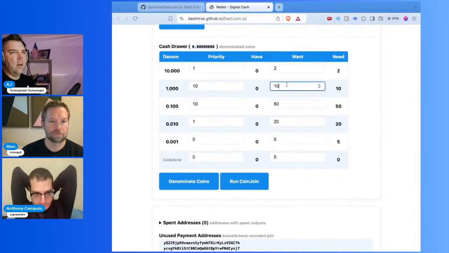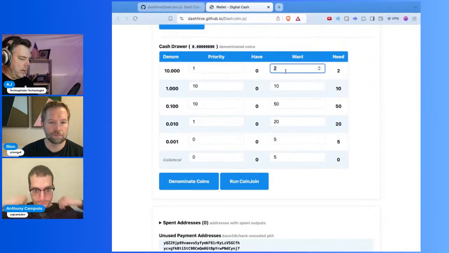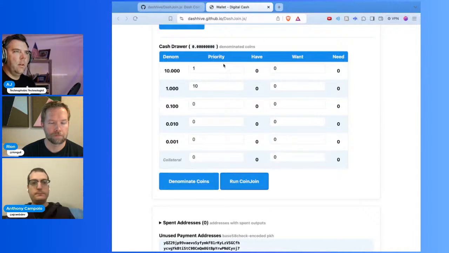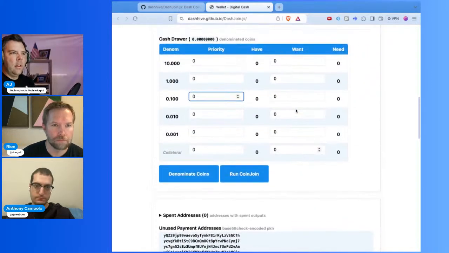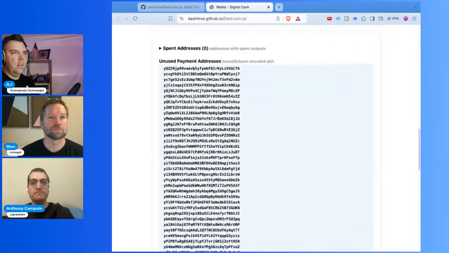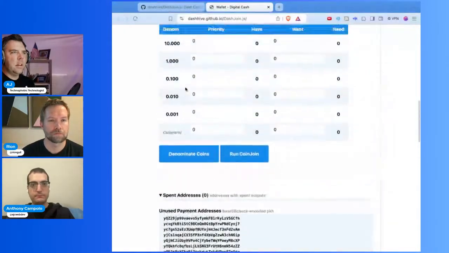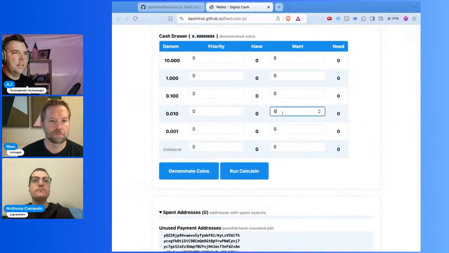And this is basically targets for what we want. So let's say I actually don't want any of these. I'm just going to zero things out for a minute. Then let me go down. You've got unspent addresses, unused change addresses, spent addresses. Let's say I just want to denominate some coins. Let's say that I want 5 of these. So I'm going to just do denominate coins. All right. Are you sure?